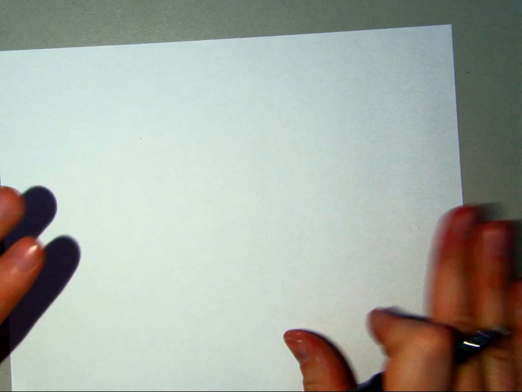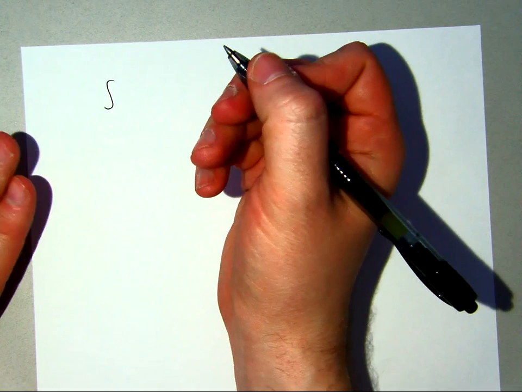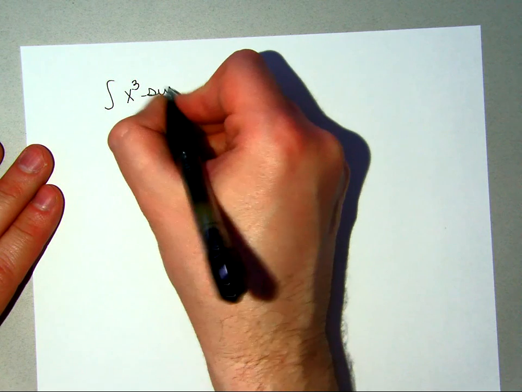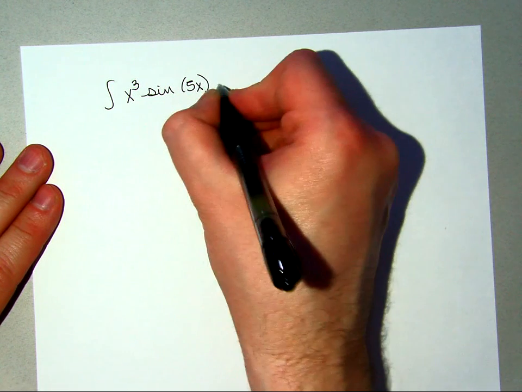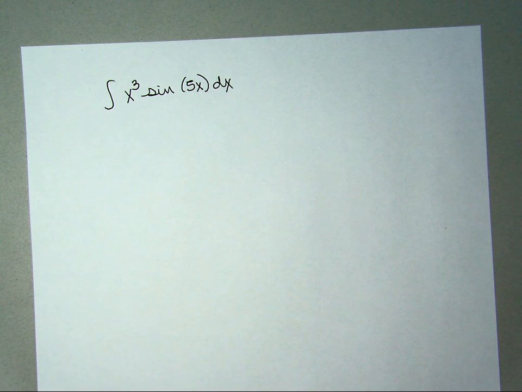But how about I make the power a little lower? I'll make it x to the third, and I want to do the sine of 5x. I really want you to see what happens when the positive and negatives alternate, affecting the positives and negatives out front.